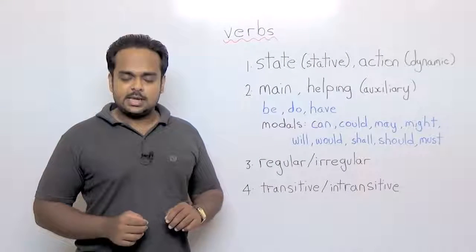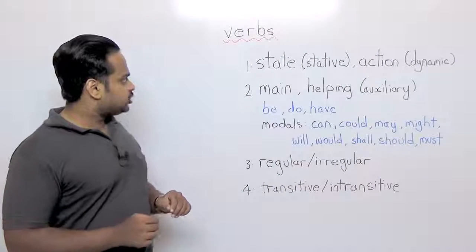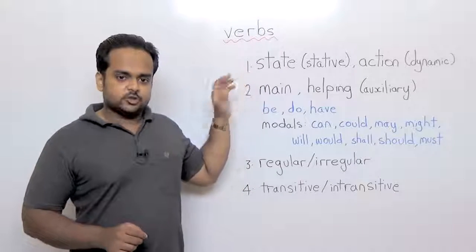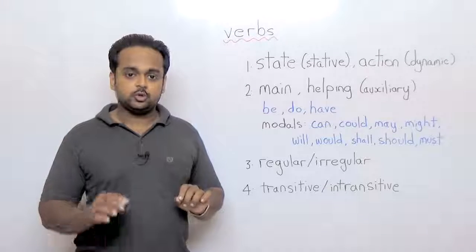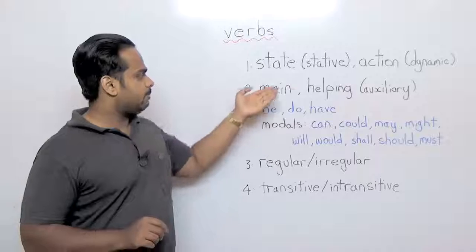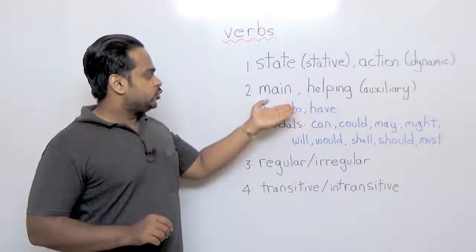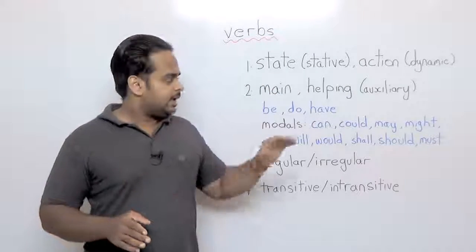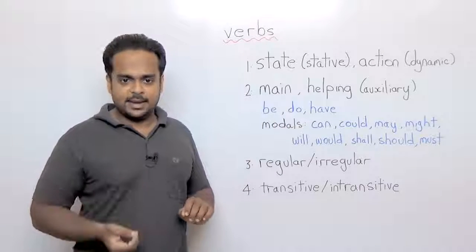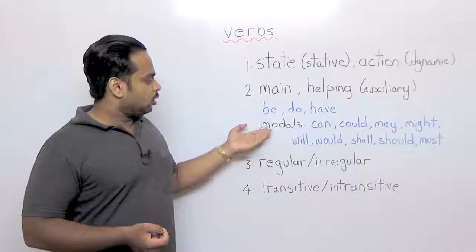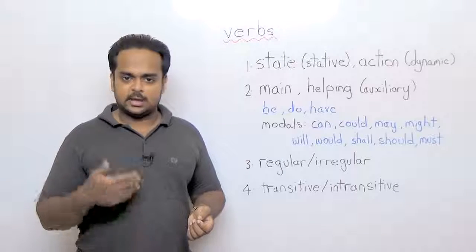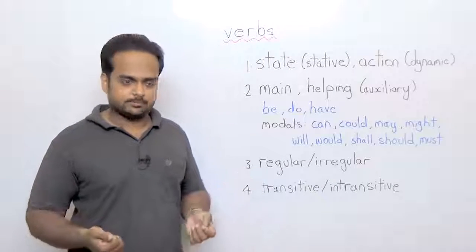Okay, let's now quickly recap what we've learned today. We started with state and action verbs. Remember that state verbs show situations and you don't use ing forms with state verbs. Then we spoke about main and helping verbs. Be, do, and have are the most important helping or auxiliary verbs, but sometimes they can be used as main verbs in a sentence. Modals are another type of helping verb, and they help us to show mood. That's things like possibility, ability, and permission.